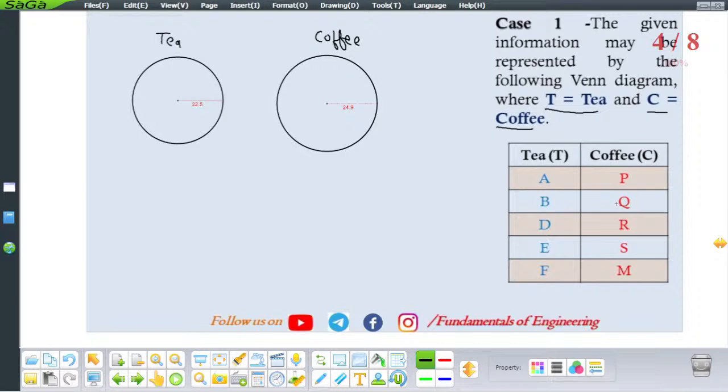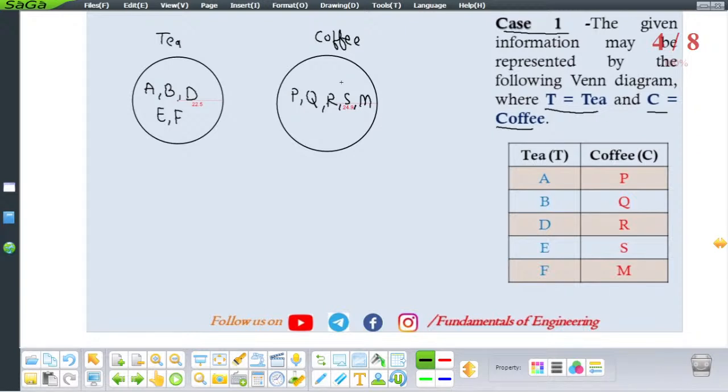Whatever the names are in the tea column, we can write down in this circle. These are A, B, D, E and F, the people who like to drink only tea. And P, Q, R, S and M are the people who like to drink only coffee. So this is case 1, when there is no similarity.